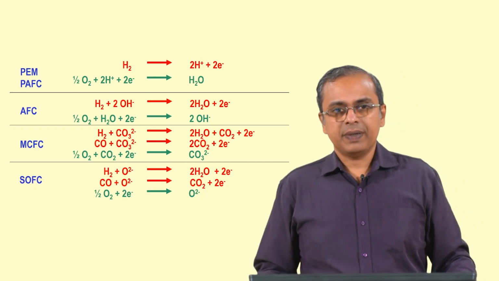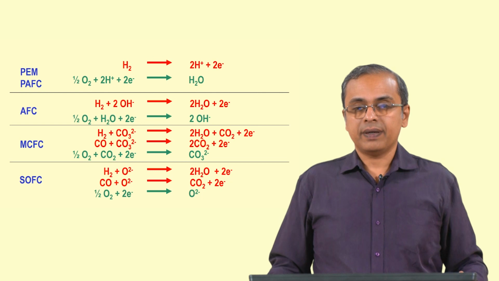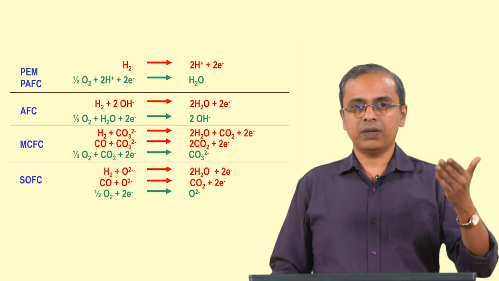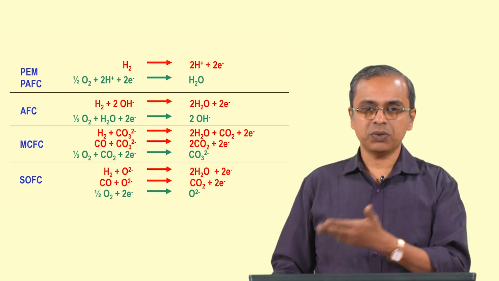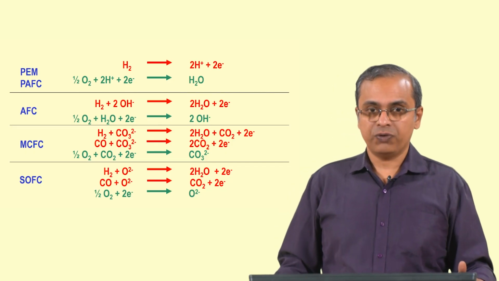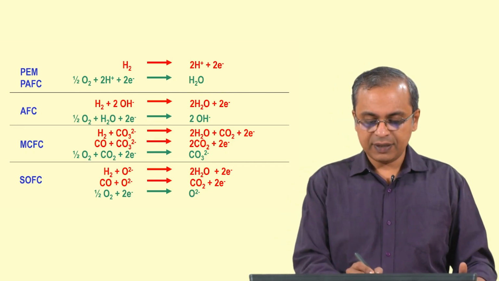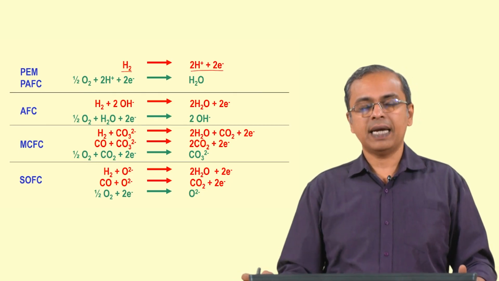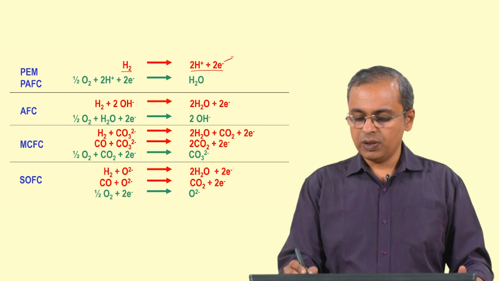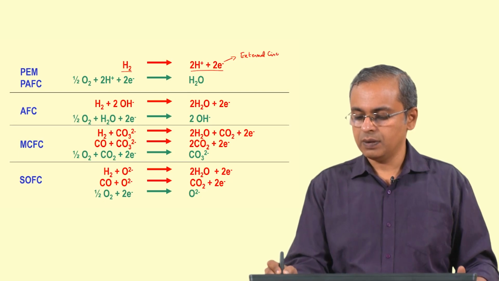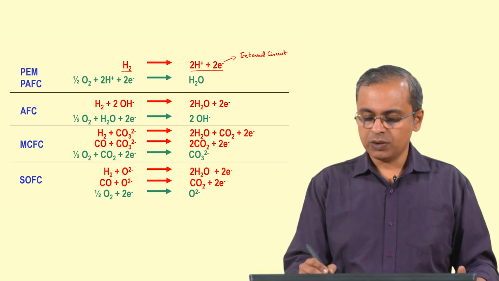So, in this slide I am also detailing the reactions that are occurring. Previously I simply told you that something arrives at the anode, something arrives at the cathode, and then you have a reaction. So, for example, if you take the proton exchange membrane fuel cell, you can see here the hydrogen arrives at the anode, and then it splits to 2 protons plus 2 electrons at the anode. This goes into the external circuit, and this goes into the electrolyte.